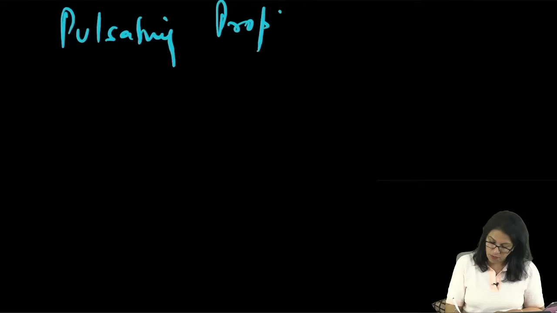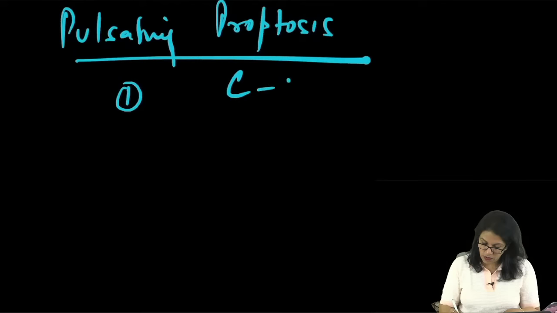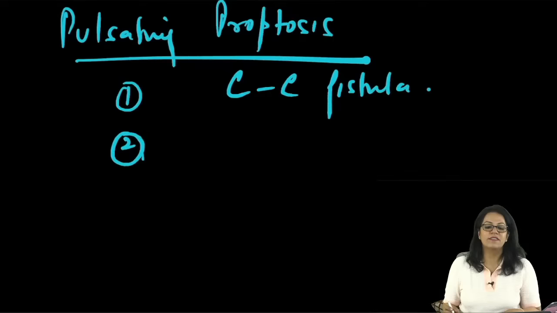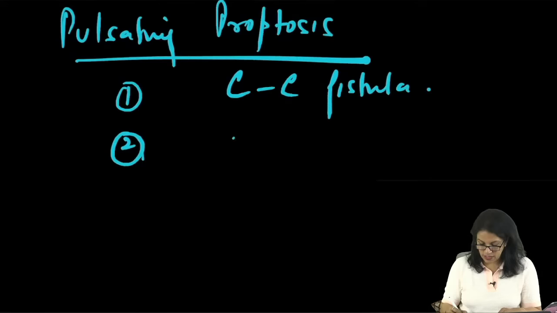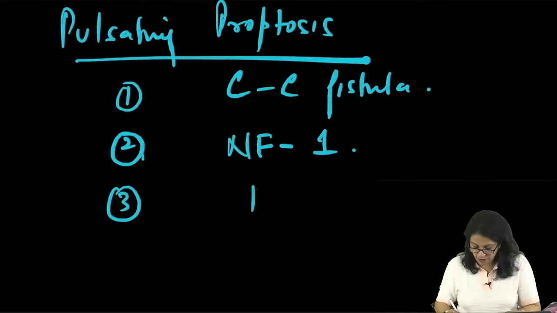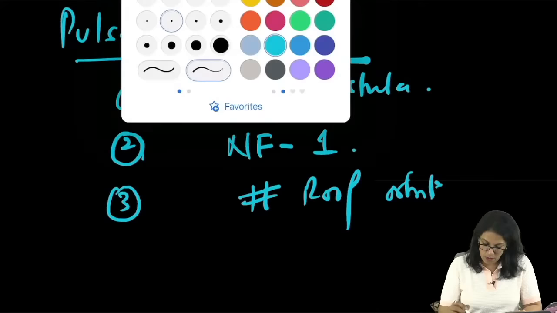Now, what is pulsating proptosis and what are the causes? Pulsating means there will be pulsations in the proptosed eye. What are the causes? First is carotico-cavernous fistula. Then, pulsations can be transmitted from the brain to the eye because of a defective roof. So this is NF1. In NF1, when there is a very defective roof, or in case of fracture of the roof of the orbit, these are causes of pulsating proptosis. Most common, they ask, is CC fistula.